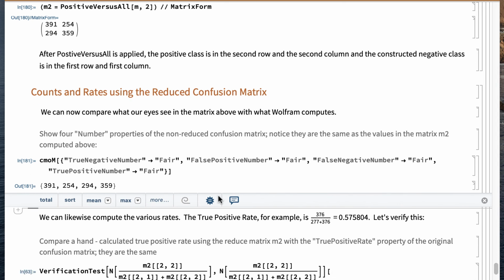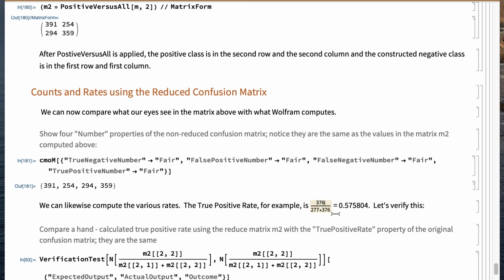So we could also compute the true positive rate now, just as we did before. So the true positive rate is, that's not right. Let's fix that, and I'll come back and fix this video.